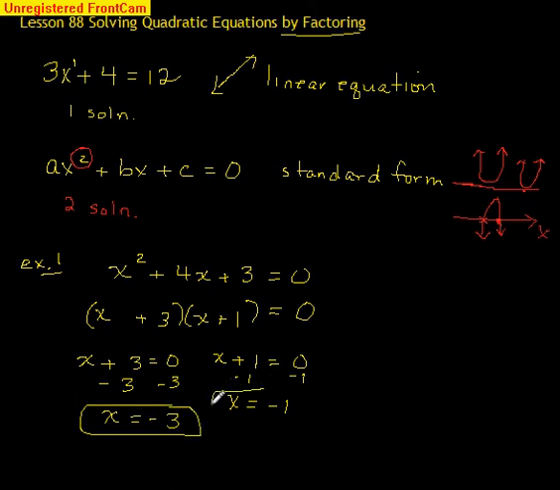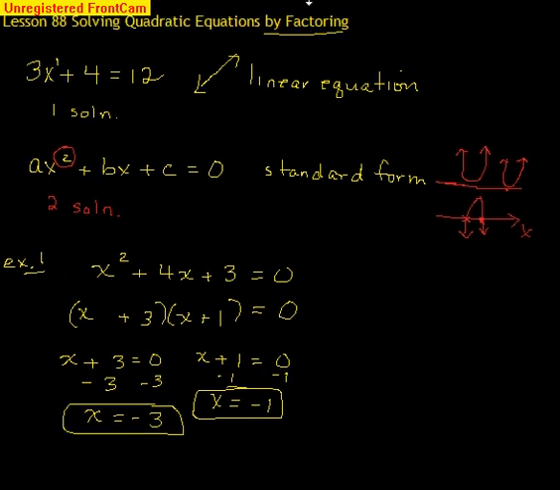Remember I said often in quadratic equations we're going to get two solutions. We have an exponent of 2, and it tells us we're going to have two solutions. And if I put minus 3 up here, I would get 9 minus 12 plus 3, and that does equal 0. And if I put minus 1 up here, it would also equal 0. That one was already in standard form. Let's try a couple problems that aren't in standard form.